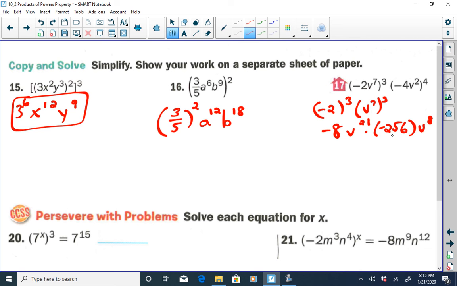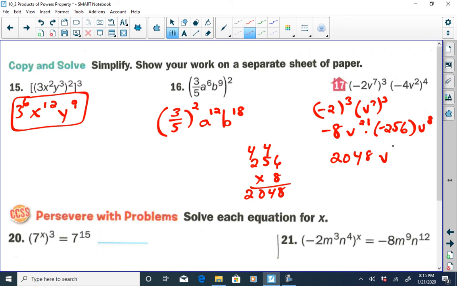All right. Now, -8 times -256. Negative times negative is positive. 256 times 8. 6 times 8 is 48. Carry the 4. 8 times 5 is 40. That's 4. 8 times 2 is 16, and 4 is 20. So that's actually going to be 2,048 times v to what? Well, now we're multiplying powers with the same base. We add their exponents.